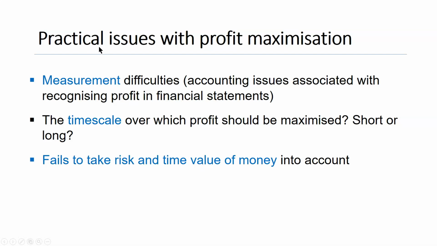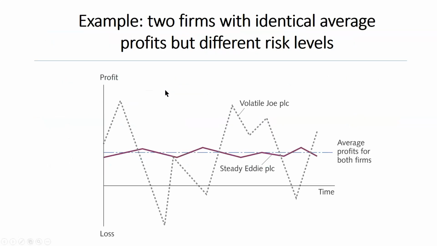These practical issues with profit maximization can in fact convince the company to pursue another, more practical objective instead. Let me give you an example. This graph demonstrates different profits earned by two companies. For example, this dotted line shows the profit generated by a company called Volatile Joe. As you can see, it's really volatile indeed.